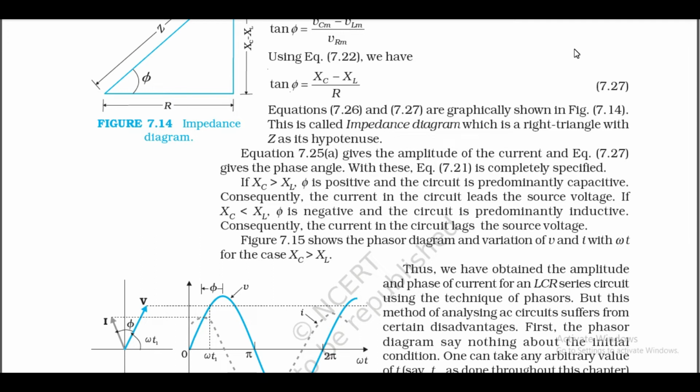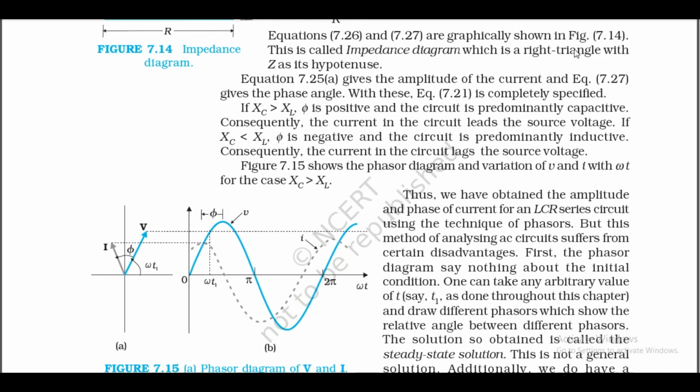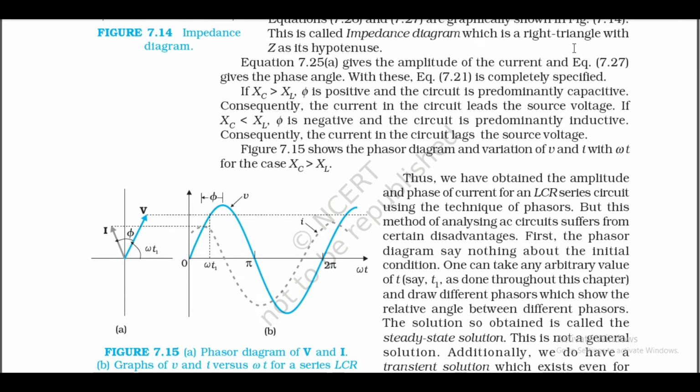Equations 7.26 and 7.27 are graphically shown in figure 7.14. This is called the impedance diagram, which is a right triangle with Z as its hypotenuse. Equation 7.25a gives the amplitude of the current and the other equation gives the phase angle. With these, equation 7.21 is completely specified.